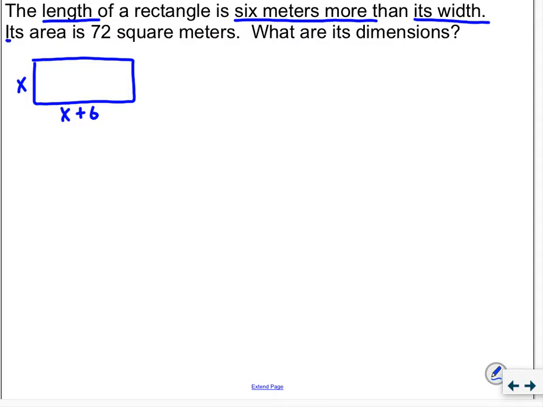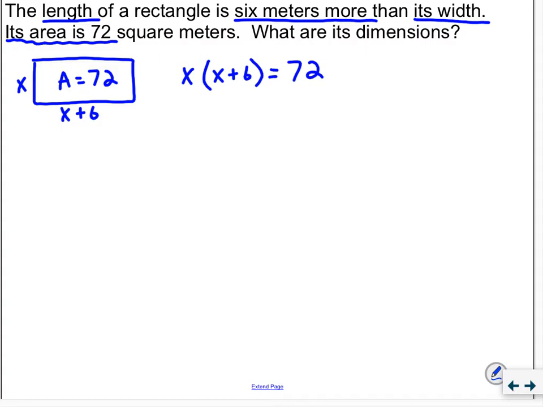Now we're then told that its area is 72. So think about it. How do we find area? Area is another one of those key things that tells us to multiply. Area is length times width. So if I take my length and my width and multiply them, I'm going to get 72. Take a minute. Solve this equation using a method of your choice.